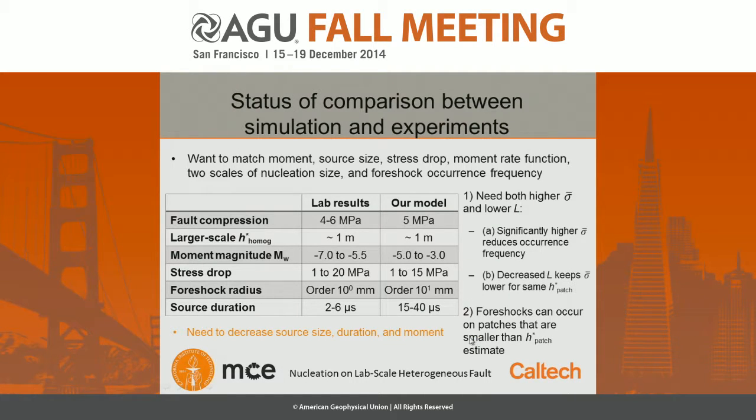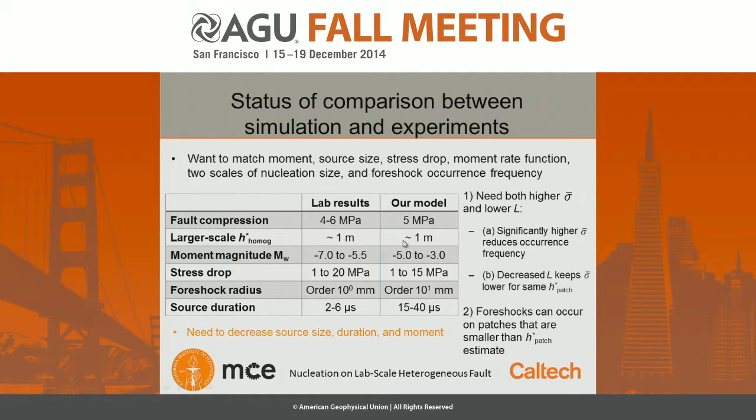So how are we doing in trying to match the laboratory observations? Well, first off, we're trying to match the laboratory observations with a variety of parameters. We want to match their small moment magnitudes, of course the source size, so the size of the patches, their stress drop, the moment rate function, and then how frequently these smaller events are occurring, all the while handling these 2 vastly different nucleation sizes. This table here shows the ranges of the laboratory results in the first column, and then the second column shows the results so far with our model.